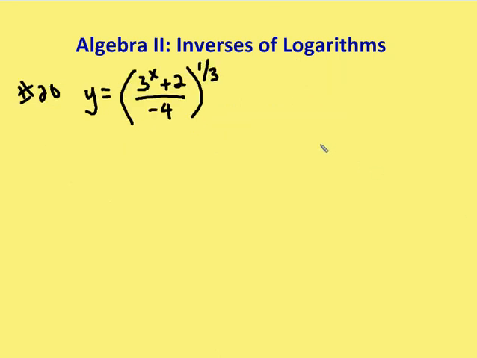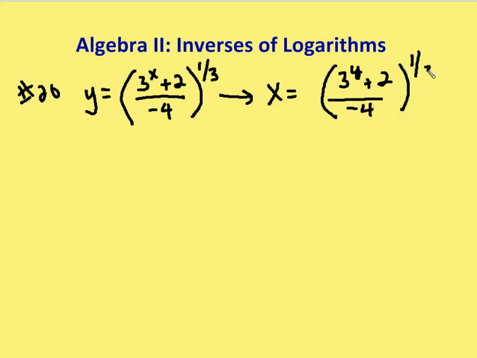In the last equation, again, we're going to take the inverse in exponential form and convert it to log form in order to solve for y after we take the inverse. So let's rewrite this by exchanging the x and y values again. I have x is equal to (3 to the y plus 2 over negative 4) to the 1/3.